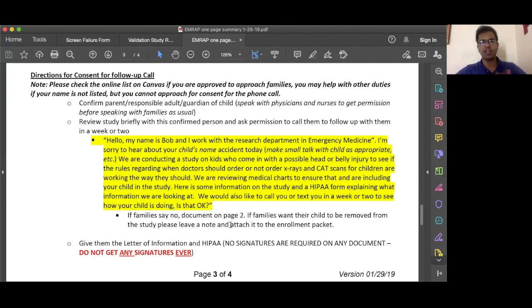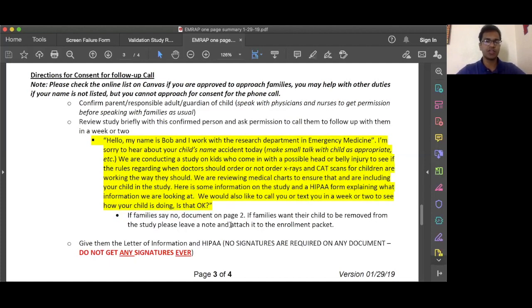One of the things, I don't know if you were able to catch it, but instead of saying abdominal trauma or head trauma, you want to say head or belly injury when you're talking. And that kind of goes back to not using jargon in your language.